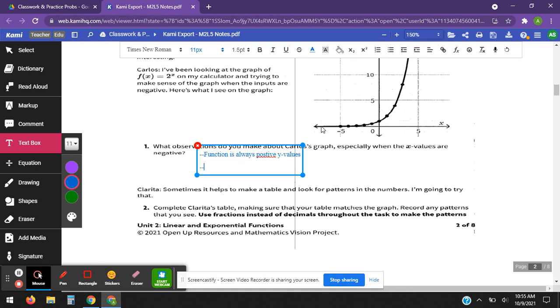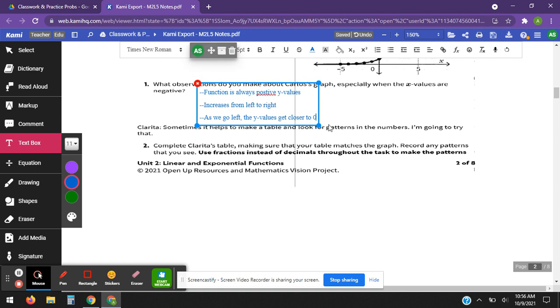Notice it increases from left to right. That's how we read a graph. Left to right, we're going up. And if we go left, the y values get closer to 0. Okay, so those are some of the things that I noticed on here.